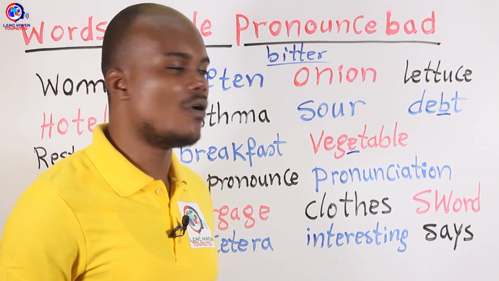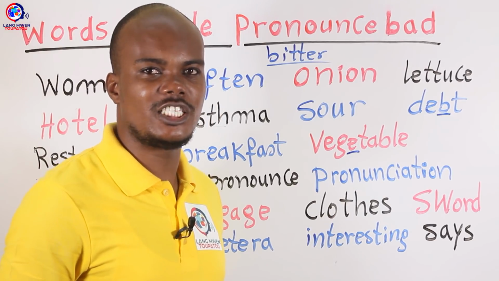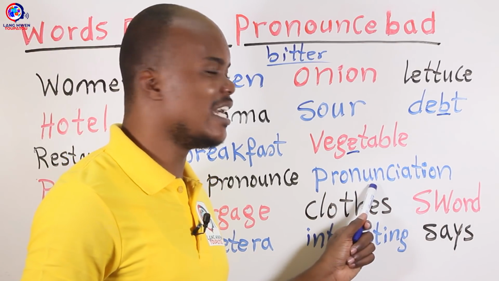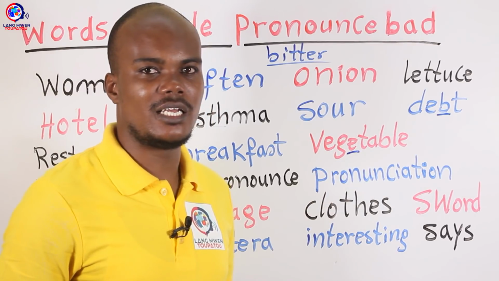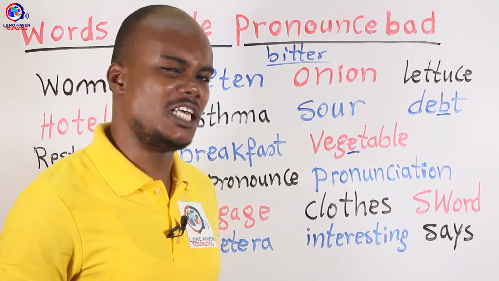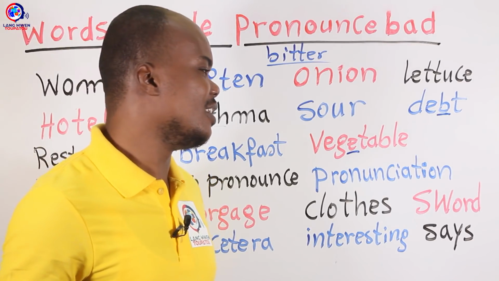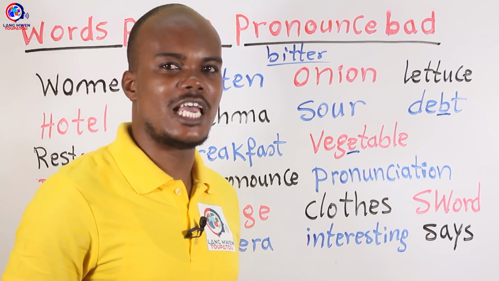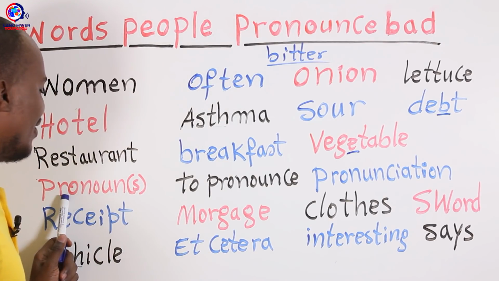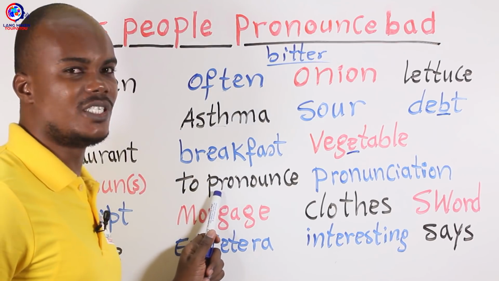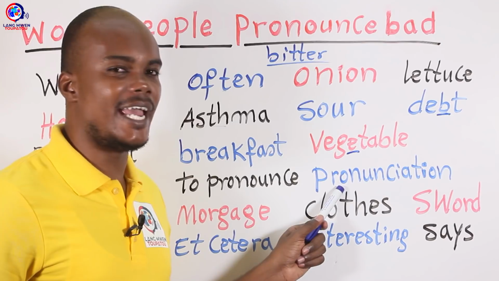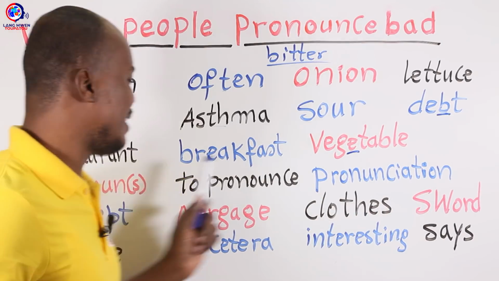Pronunciation. You got a good pronunciation. Pronunciation. You have good pronunciation. Yeah, you love my pronunciation. All right, good. Now you say pronoun, pronouns. For the verb, you say pronounce, to pronounce. And for the noun, you say pronunciation. This is also a noun.